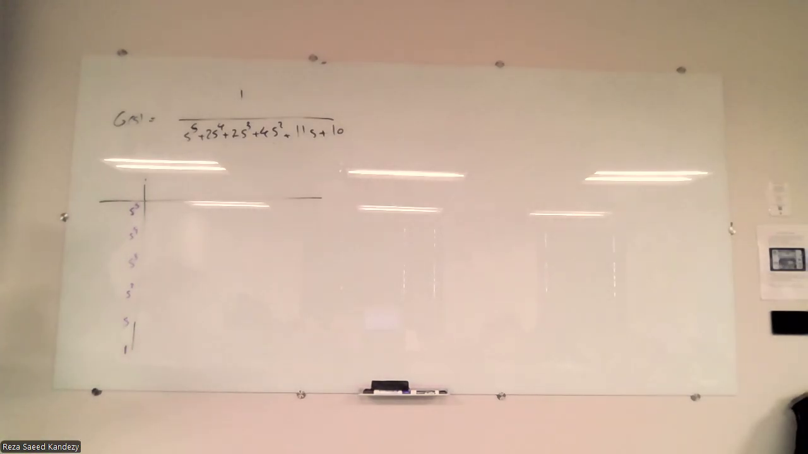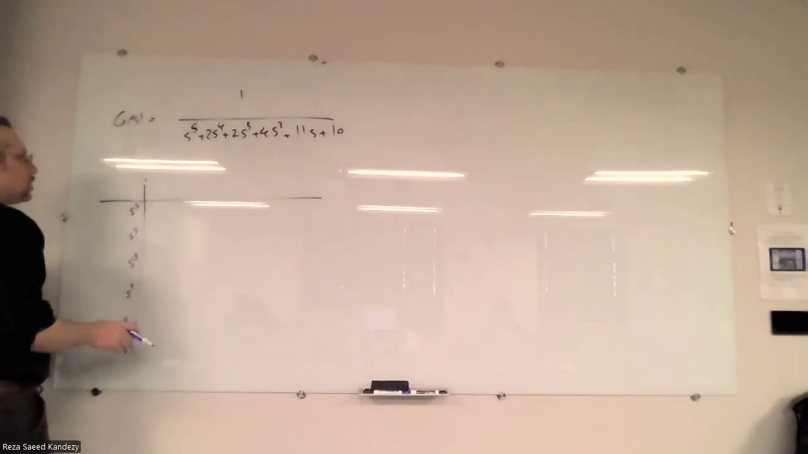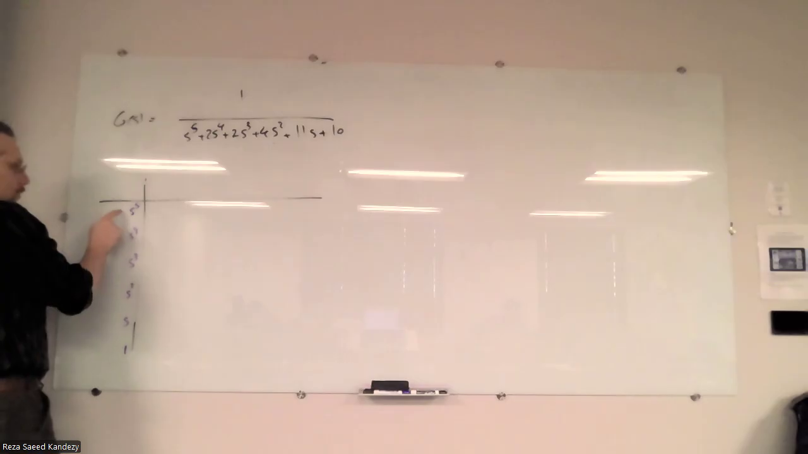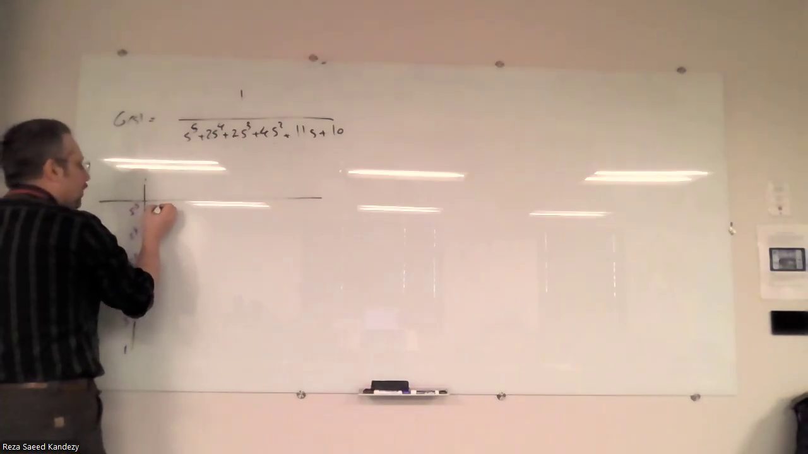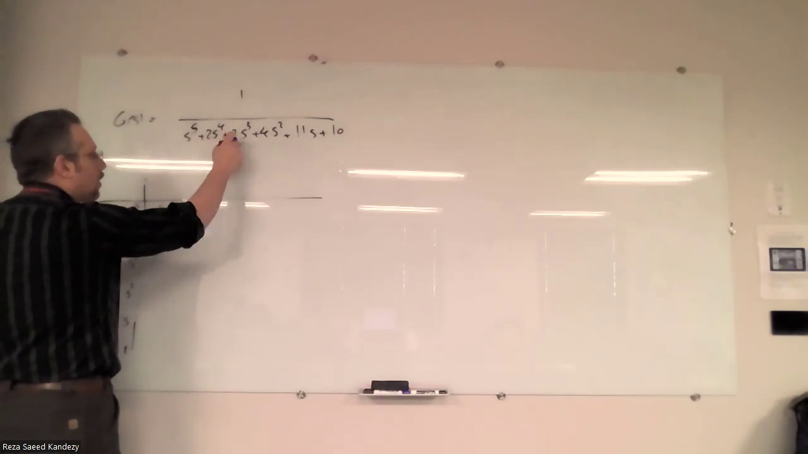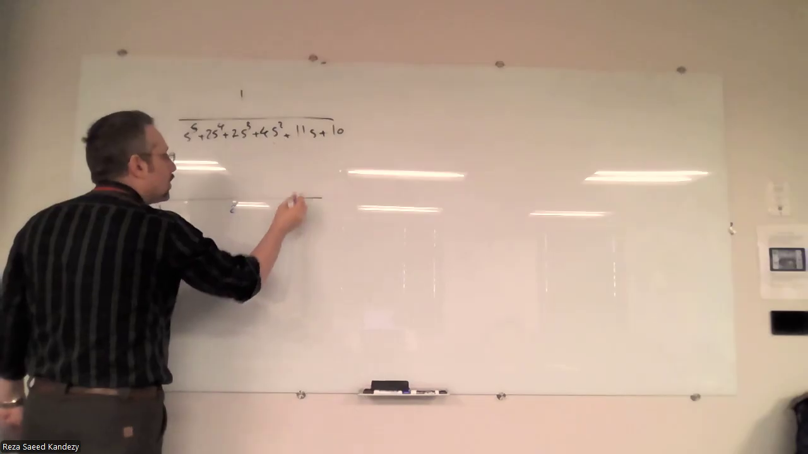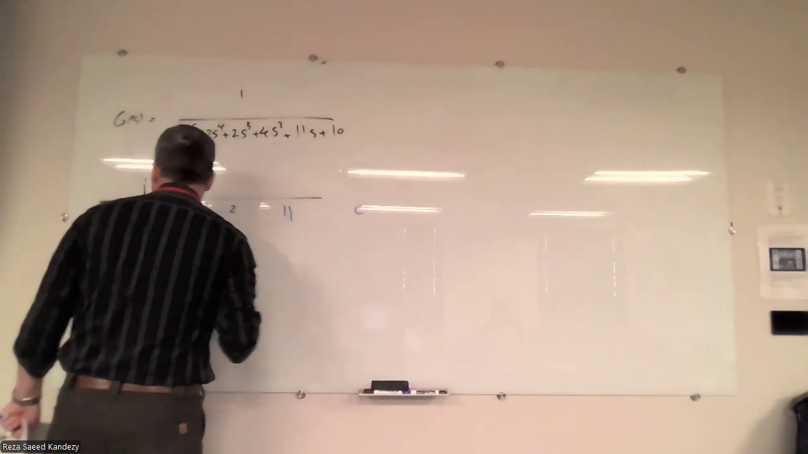Are we good? Now, let's put the components and actually develop the table. We are going to start with s to the power of 5 for the first row. The coefficient of the s to the power of 5 is 1. We skip 1, then we have 2. Skip 1, we have 11. And if we skip this one, we don't have anything, so it's 0.